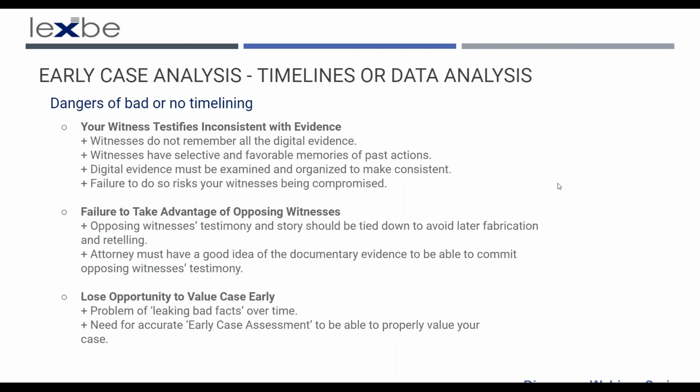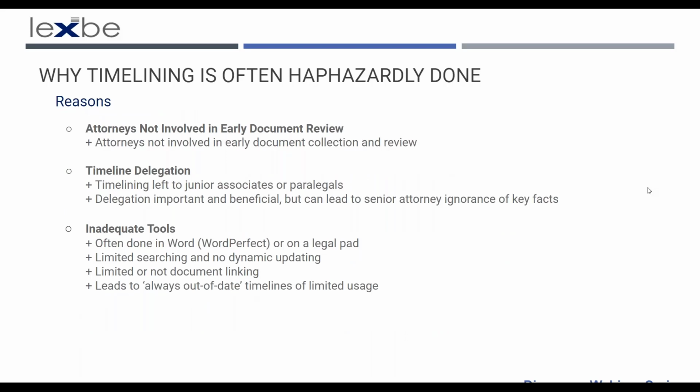Let's move on and talk about why sometimes, even if you make the efforts to timeline the data in your case, it may fall a little short. A few reasons why timelining can be ineffectively done, if done at all, are that, as we've already discussed, a lot of the senior attorneys are just not as involved in the early document review stage when we are dealing with these very large data sets in these e-discovery cases. So they're not involved in the early collection and review.